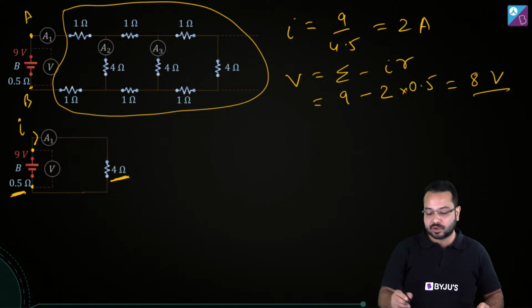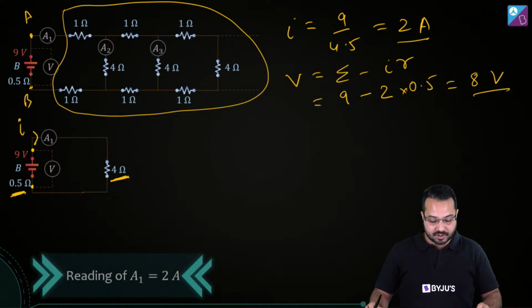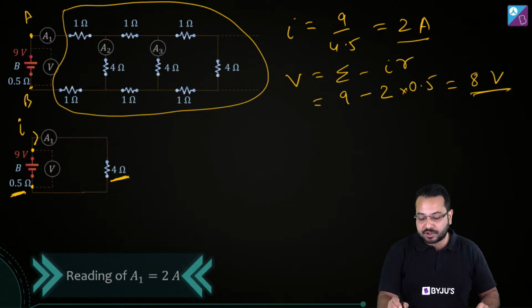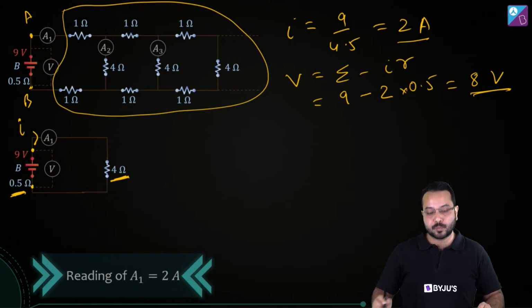So that is 8 volt. The current is 2 ampere. So what is our answer? The reading of ammeter A1 is going to be 2 ampere. The voltage, the potential difference, or the reading of the voltmeter is going to be 8 volt.